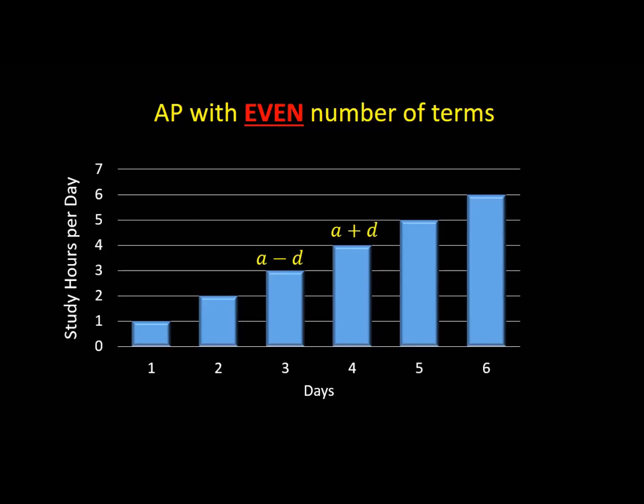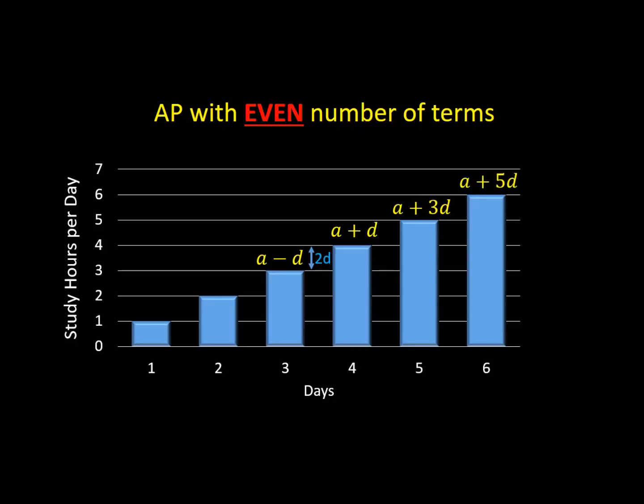Why? Because if you look at these two middle terms, you will realize that the common difference is now not D, but 2D, twice D, because A plus D minus A minus D will become 2D. So now your common difference is no longer D, it is 2 times D. So to get the higher terms, you will have to add 2D. So A plus D plus 2D gives A plus 3D. So the next higher term will be A plus 3D. Similarly, the next higher term will be A plus 5D.